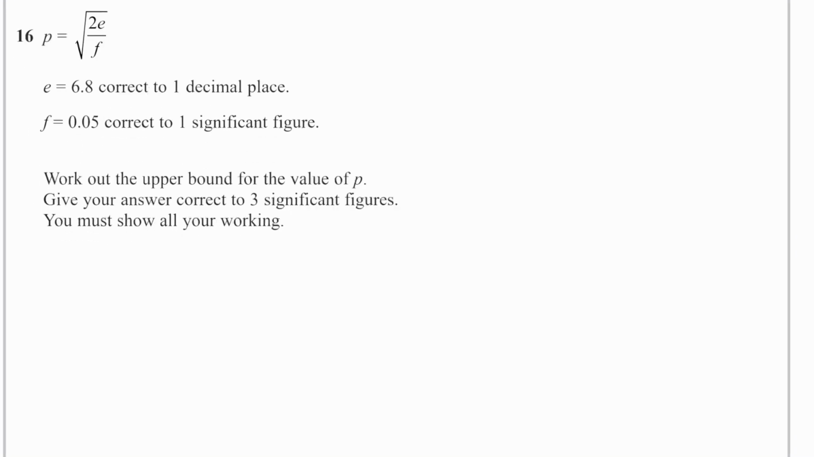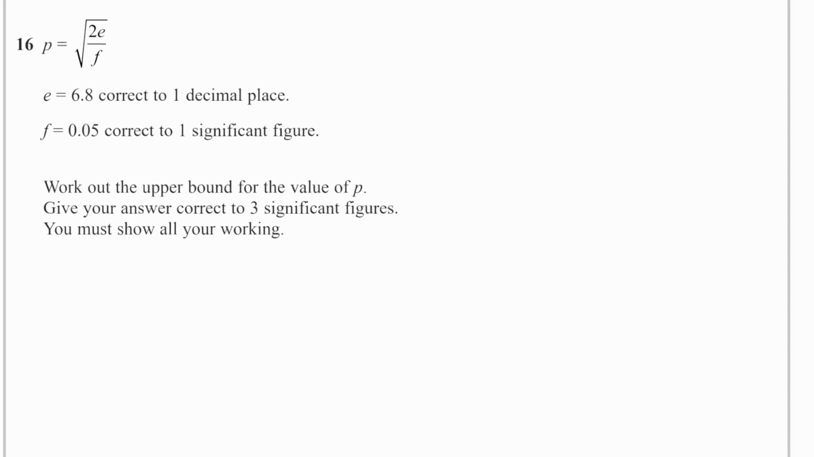Question 16, P equals square root of 2e over f. E equals 6.8, correct to 1 decimal place. F is 0.05, correct to 1 significant figure. Work out the upper bound for the value of P. Give your answer correct to 3 significant figures. You must show all your working.